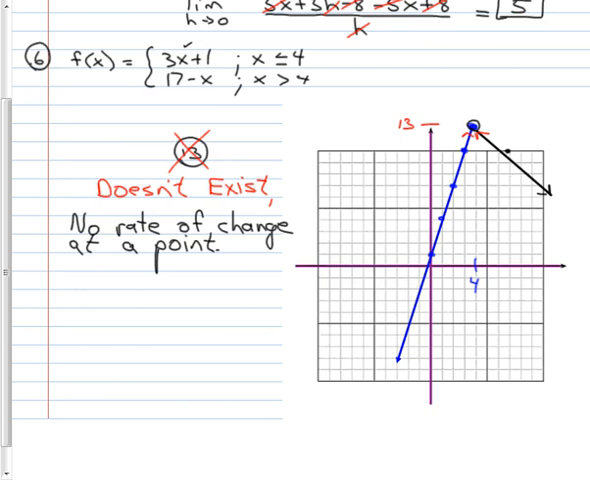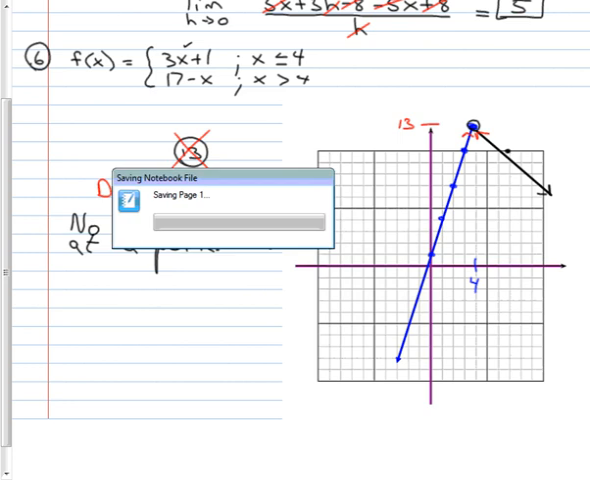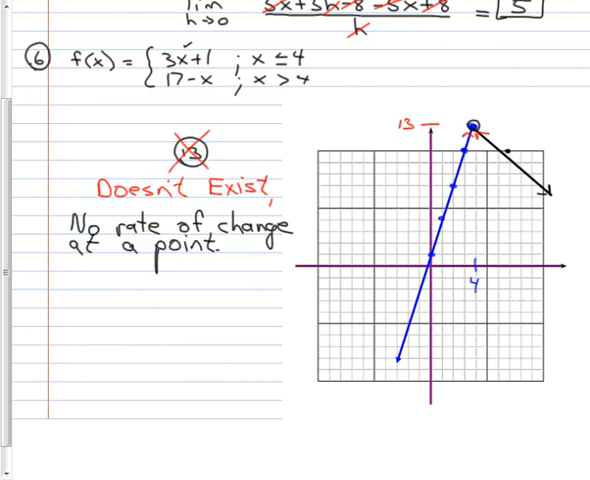Kind of review, because it makes a difference the question they ask. If they ask us for the limit, which I was thinking when I was doing this, there is a limit. Both of them approach 13. There is a limit answer. But there's not a derivative, which is a rate of change at 4, because it's a point. You might want to look back in the section. We looked at several examples when we don't have derivatives, and that was one of them, right at a point.